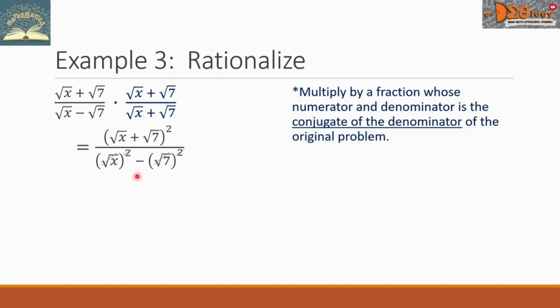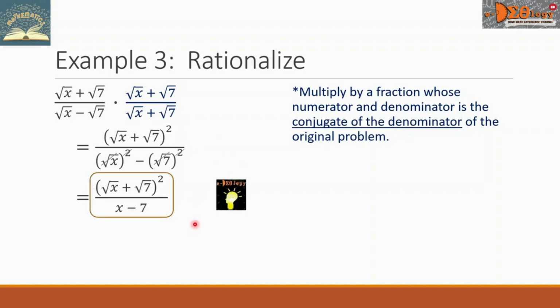We cancel the radical and the power 2. Then we simplify further the denominator, and that is x minus 7. And in the numerator, we simply copy the same value. This is now the final answer.